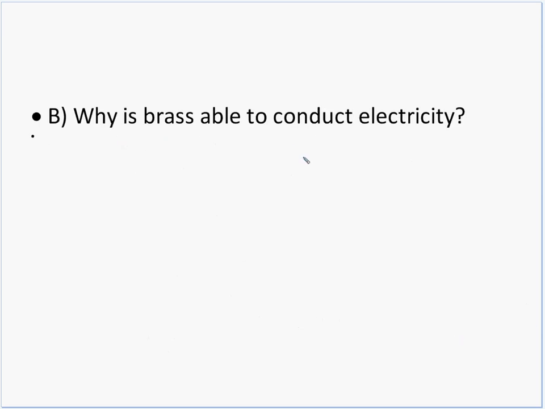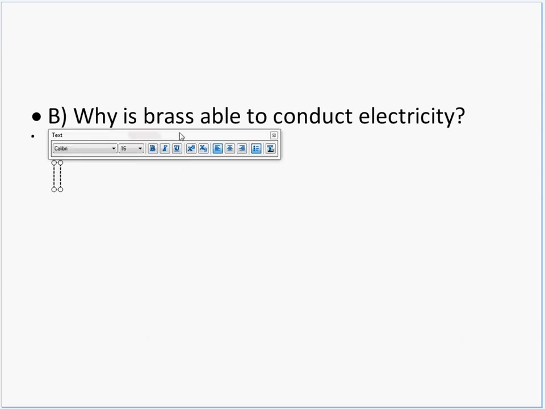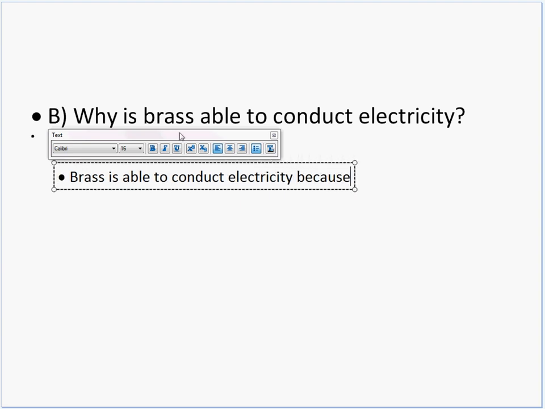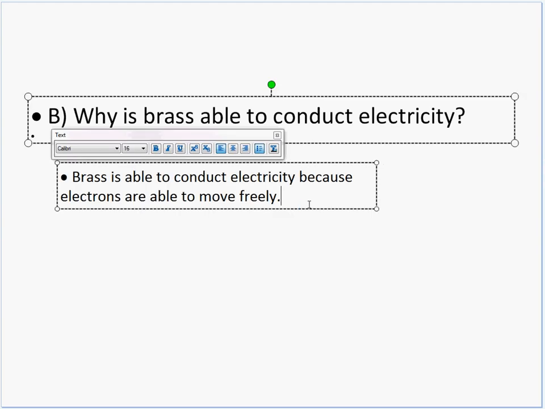B, why is brass able to conduct electricity? This is very similar to the reading question from before. So we can say brass is able to conduct electricity because electrons are able to move freely. Now let's say, why is that?